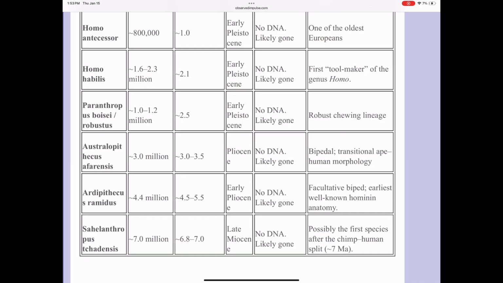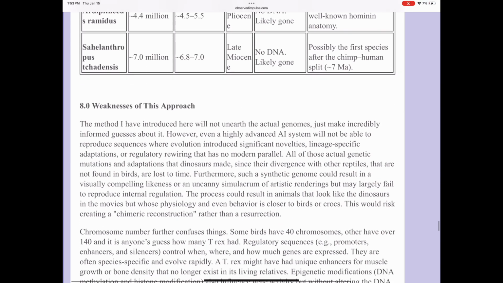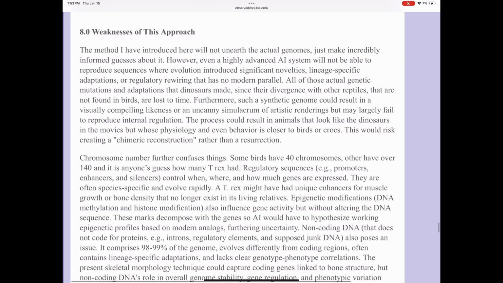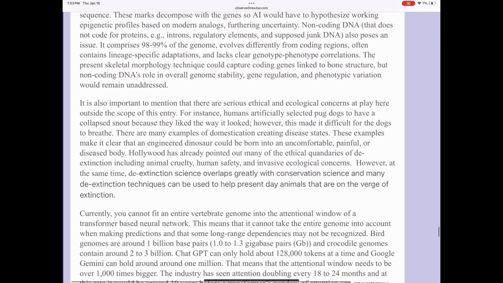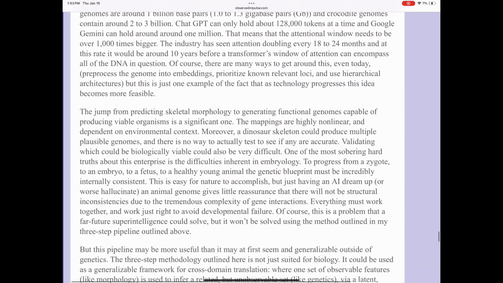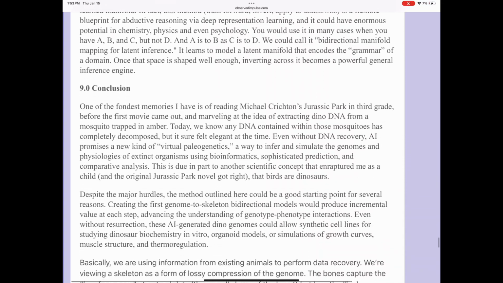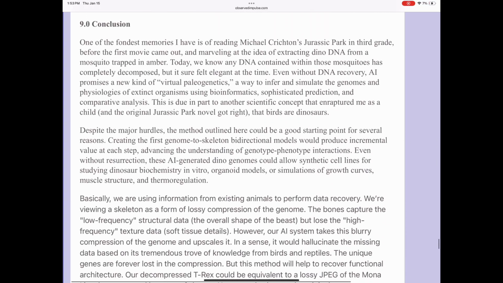Then I talk about some of the weaknesses of the approach and try to come to a conclusion. Yeah, guys, thanks for going through this with me. And let me go ahead and finish by reading the conclusion.